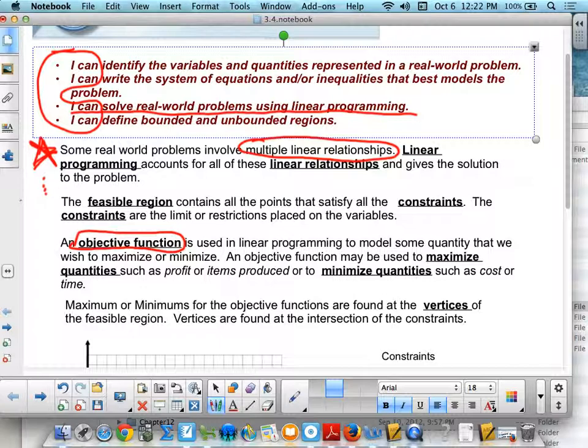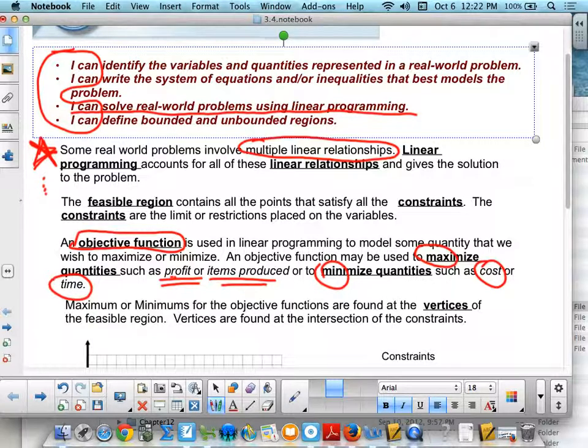The objective function is used in linear programming to model some quantity that we wish to maximize or minimize. An objective function may be used to maximize quantities such as profit or the items produced. Okay, so we will maximize profit. That's huge, especially for a business. Minimize quantities such as cost and time. So you want to minimize your cost. You don't want to pay too much money to your employees if you don't have to. The time, how much time should they work at the job, stuff like that.